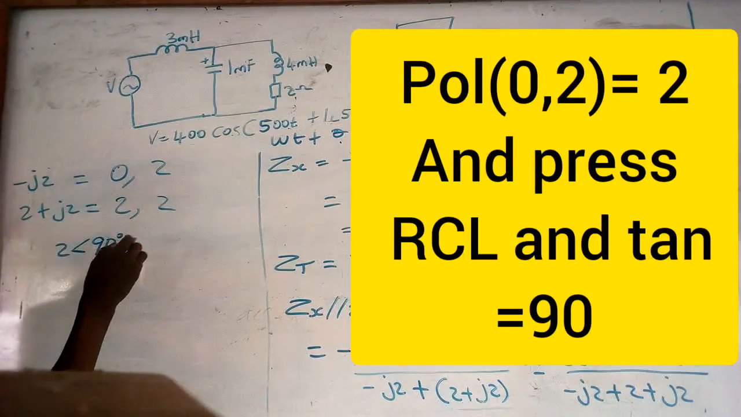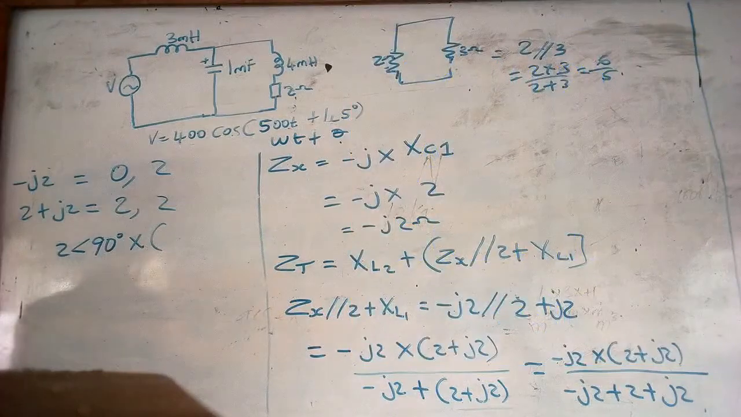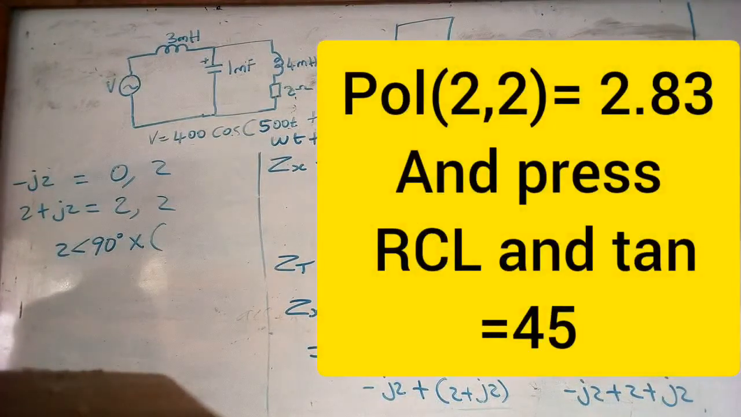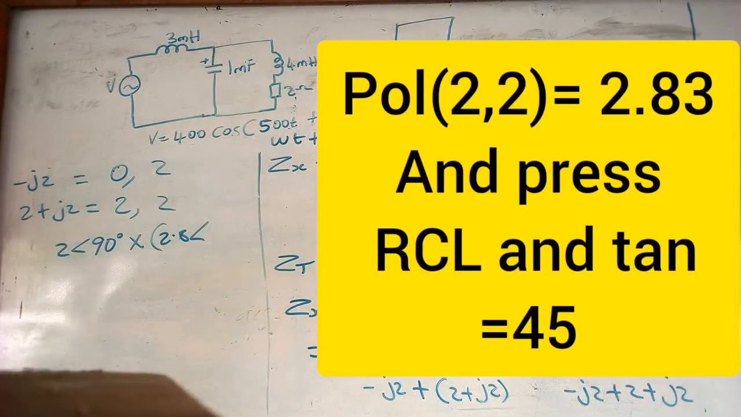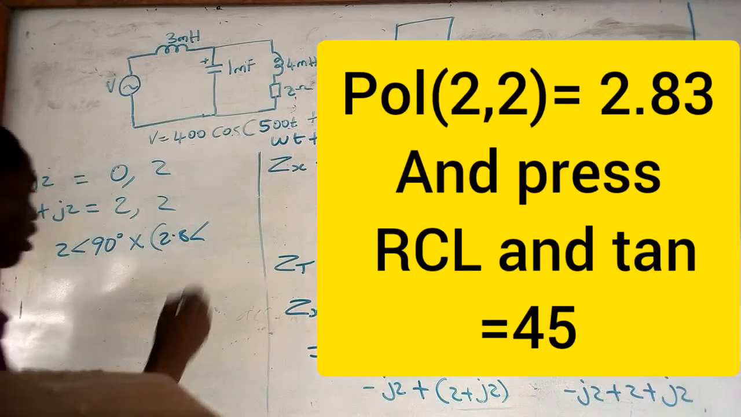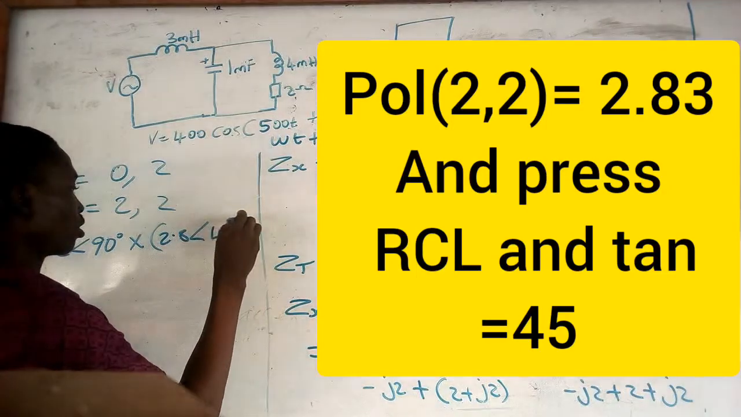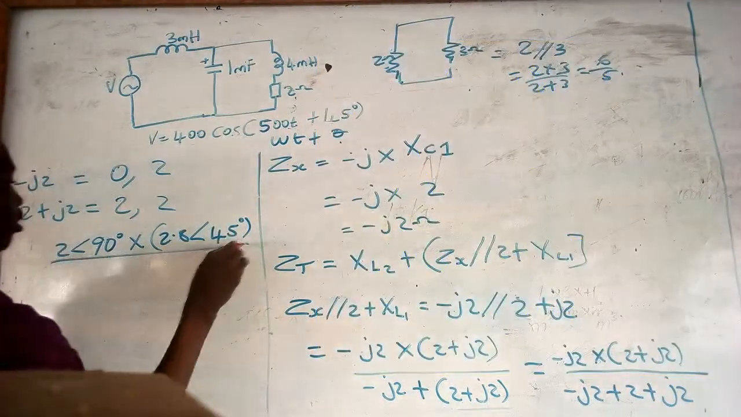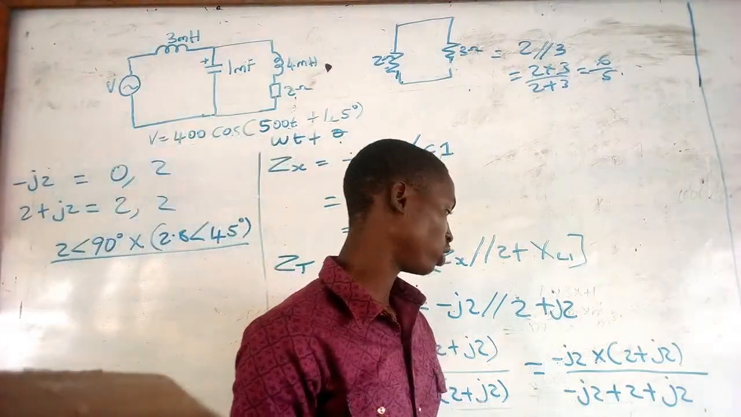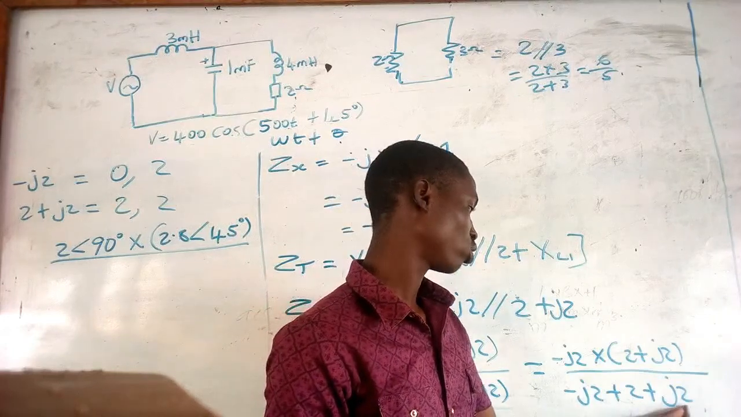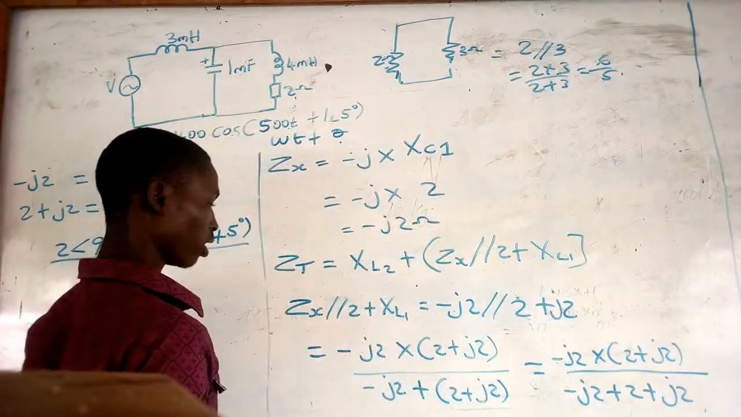Okay. Times into bracket, and this is 2.4, 2, 2, close the bracket, equals to 2.8. 2.8, okay. RCL and tan, we have 45 degree over, then this is minus J2 plus J2, okay.